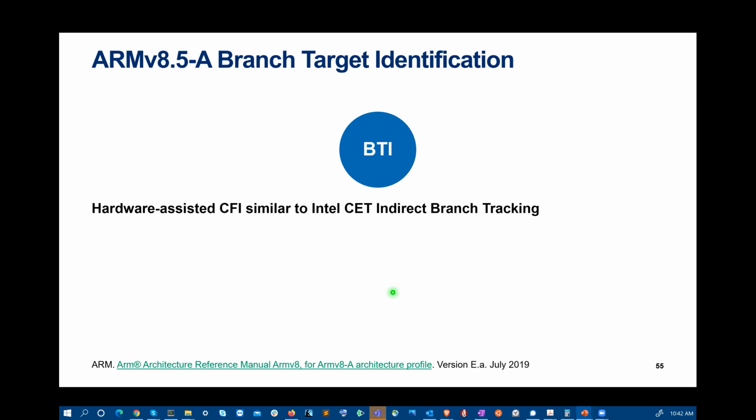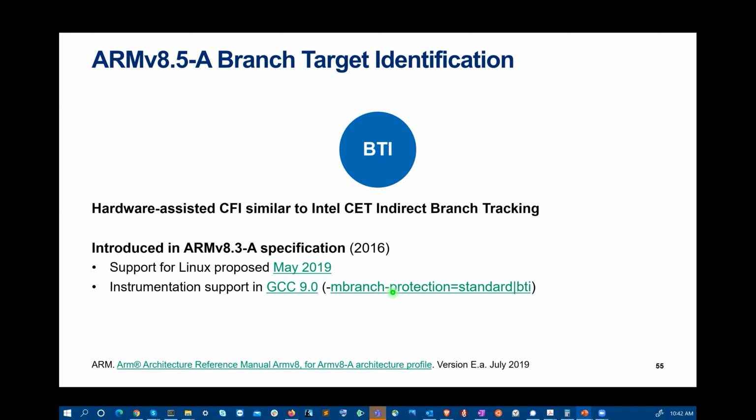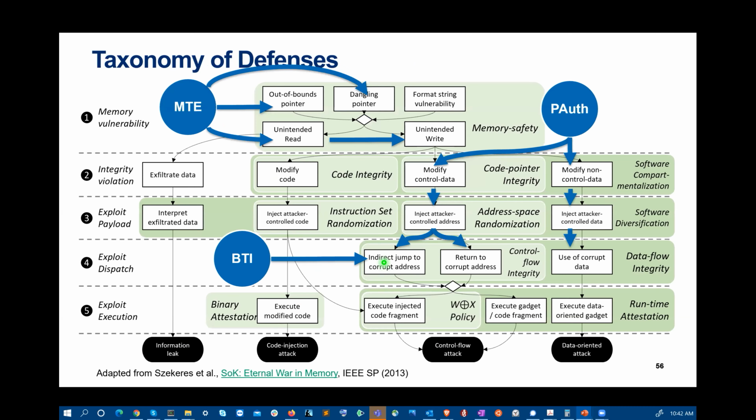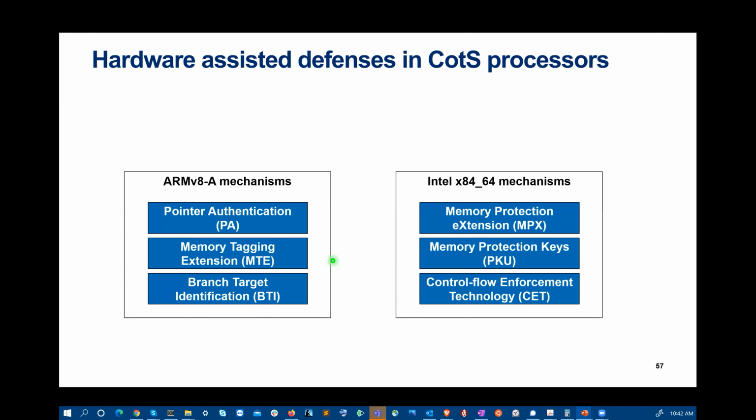I'll not talk about branch target indication. That's another thing that ARM is rolling out. And just to visualize these, these things address different aspects, different attacks that an attacker could use, and that's how they thwart these possible attacks. So I want to leave you with one thought. If you have these different mechanisms, the natural question is, how do these compare?